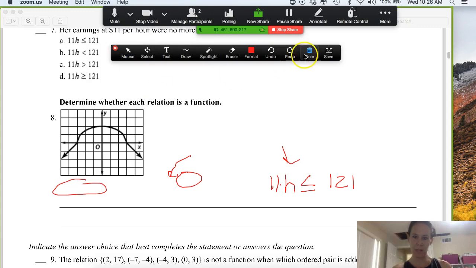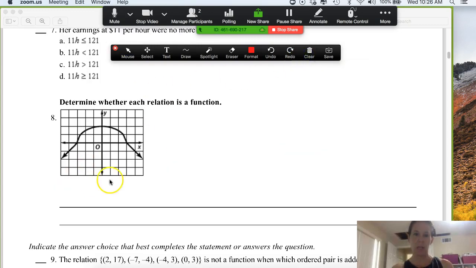Determine whether each relation is a function. Okay, so this one is just one relation. Now, how do I tell if it's a function? This is how I like to think about functions. I like to think of it as functional. This is how my brain works. If something's functional, that means it works, okay? That's how I like to think in my brain.